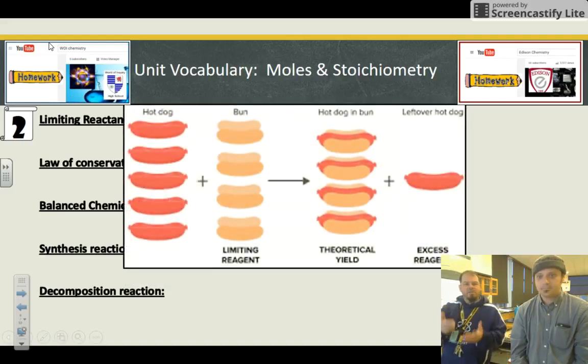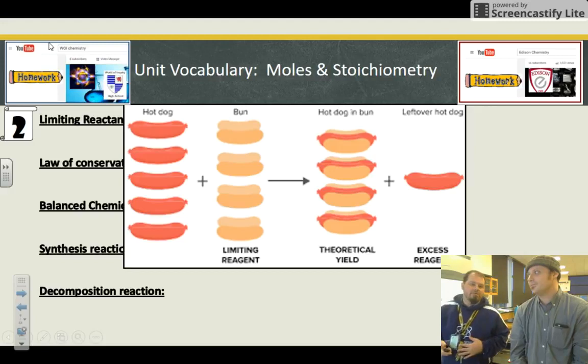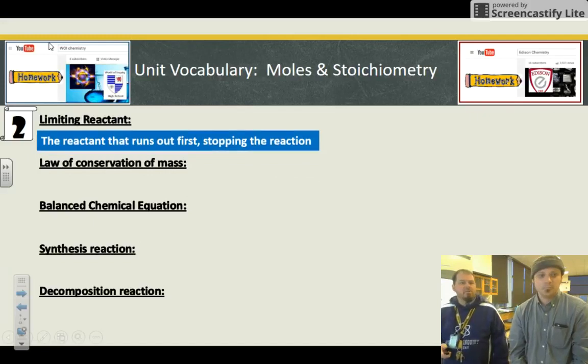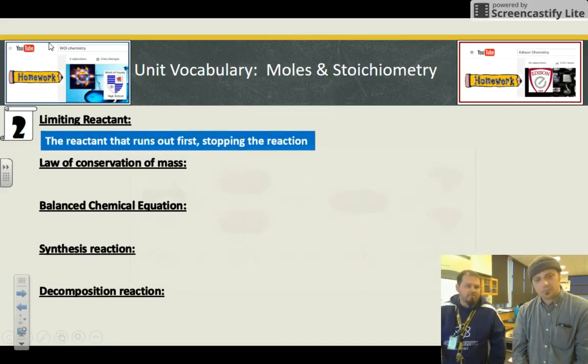Limiting reactant. The picture's trying to show you I got 4 hot dog buns, but I have 5 hot dogs. So how many can I make? I can only make 4. I run out of the buns. They are what's called my limiting reactant. So this is just the thing I run out of first in my chemical reaction. When I run out, the reaction stops.